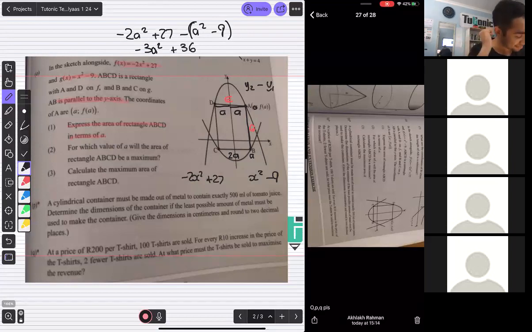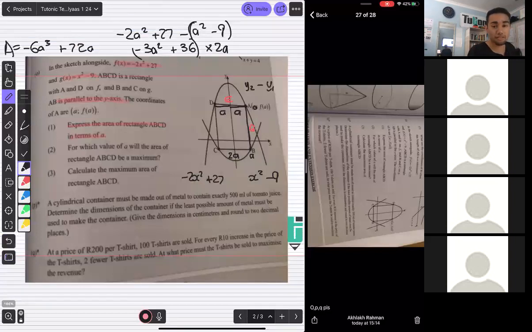That's the length. And the breadth, 2A. Therefore the area, minus 6A cubed plus 72A. Y equals, or we can say area. Does that make sense?